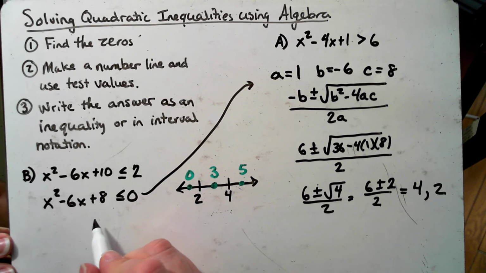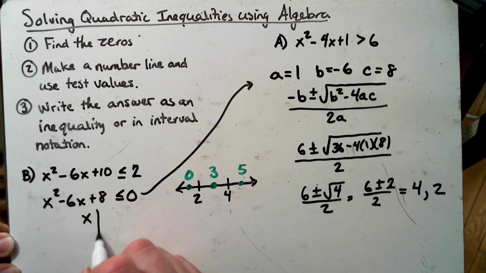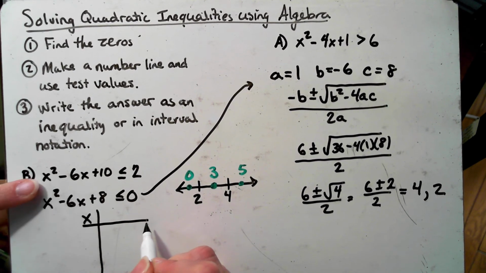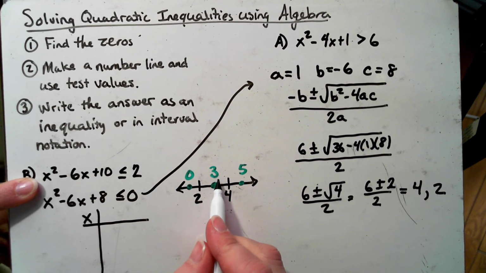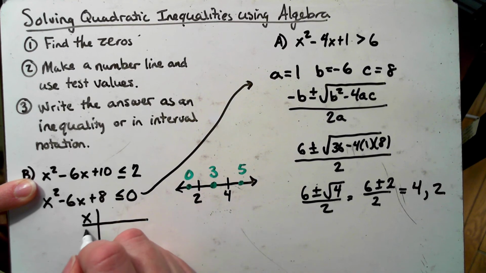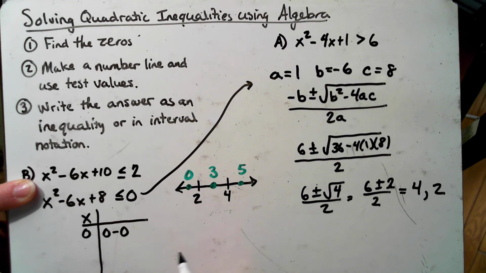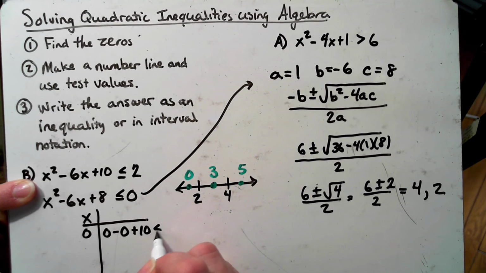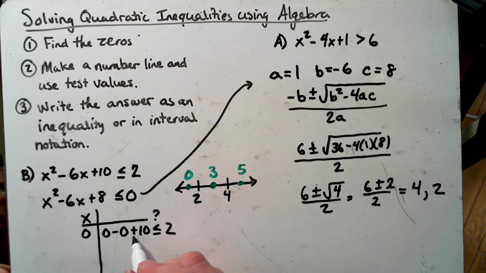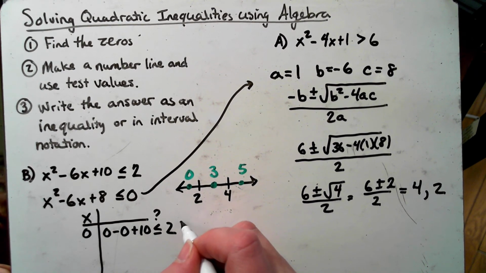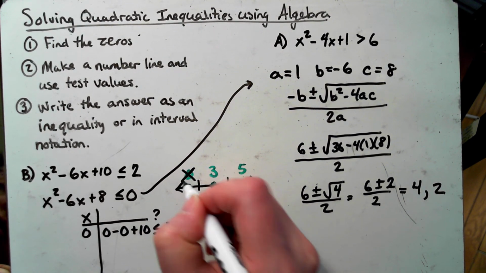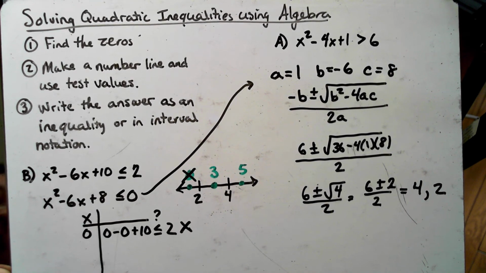So I'm going to evaluate my original expression, this first one, for 0, 3, and 5. So if x is 0, I get 0 squared minus 6 times 0 plus 10 is less than or equal to 2. Now, it is not less than or equal to 2. 10 is not less than or equal to 2, so this does not work. I'm going to cross this out as not good.